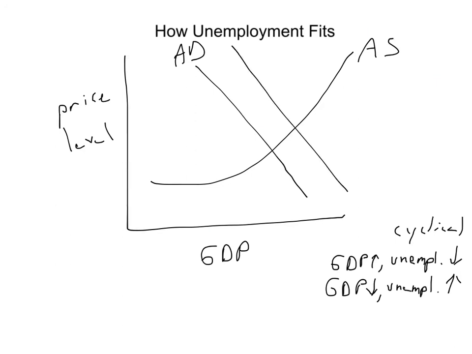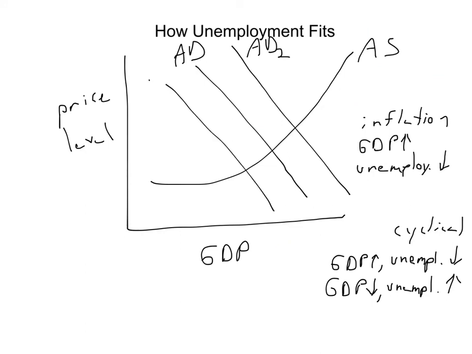So if aggregate demand increases, okay, we're going to have inflation because there's an increase in the price level. Okay, we're going to have GDP going up, and we're going to have unemployment going down. And if aggregate demand goes down, just the opposite will happen. Instead, we'll have maybe disinflation or deflation. GDP will go down, and unemployment will go up.